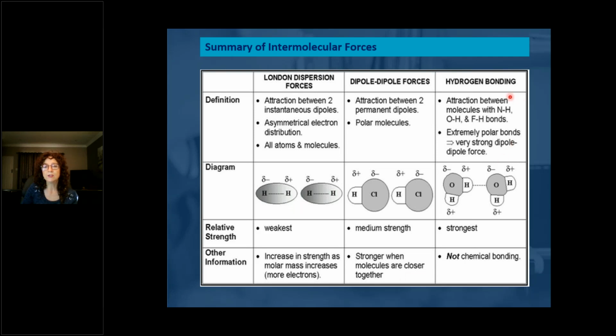And then the strongest one of all of them is hydrogen bonding. It's attraction between nitrogen and hydrogen, oxygen and hydrogen, fluorine and hydrogen bonds. If we have, for example, hydrogen fluoride and water, then it will be a hydrogen bond between the fluorine of the one molecule and the hydrogen of the water molecule. This is the strongest one of all of them, and it's not chemical bonding.